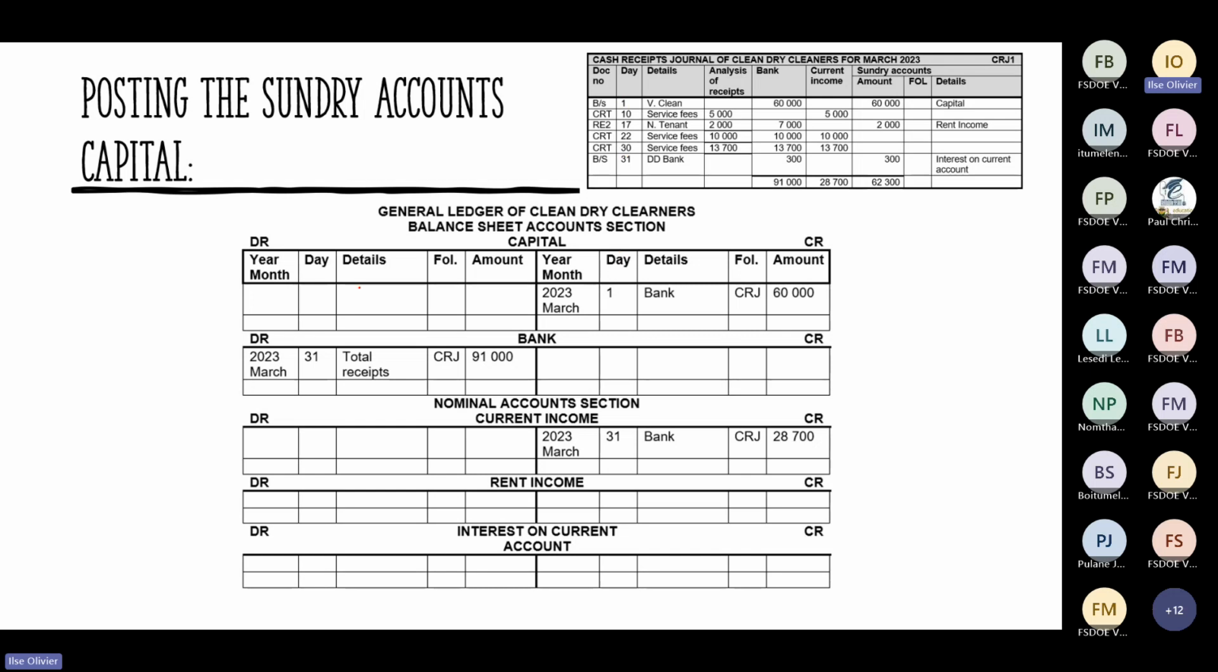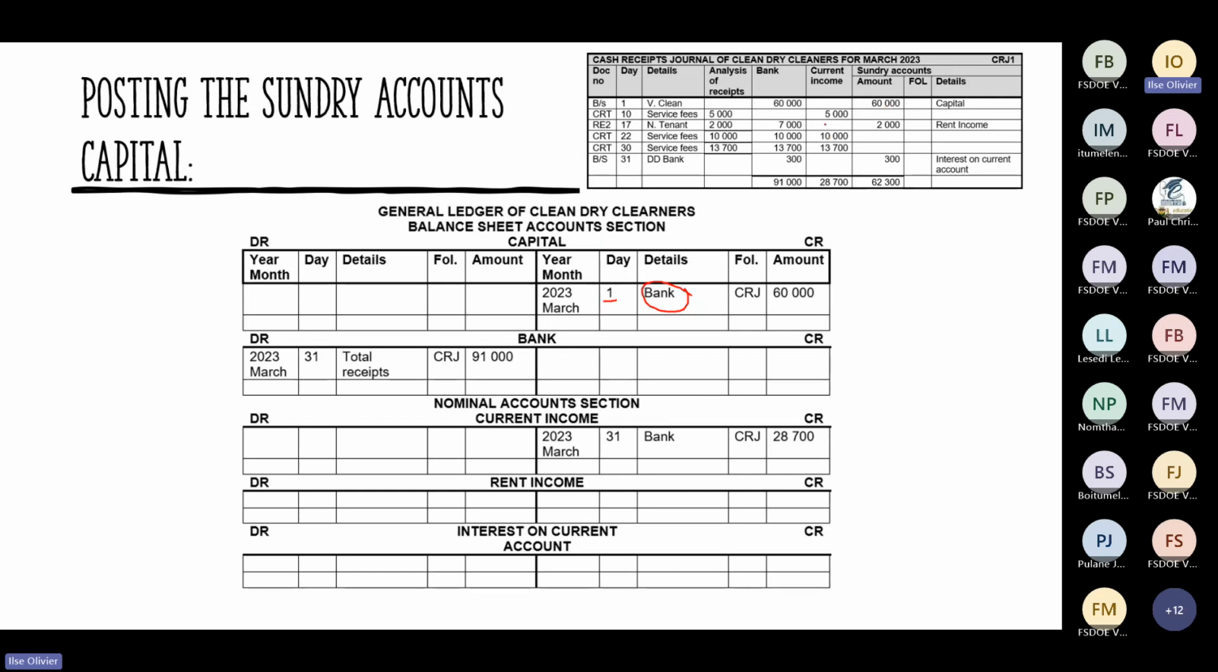So bank was debited because it is an asset that increased. So capital will be credited. Again, year, month, on the 1st. Why do we write bank here? Because bank is debited. And this one, the capital account, is credited. We have CRJ and we have it on the 60,000 Rand.